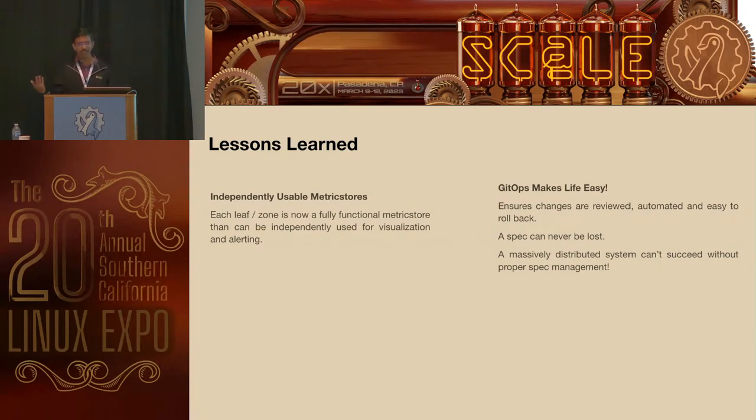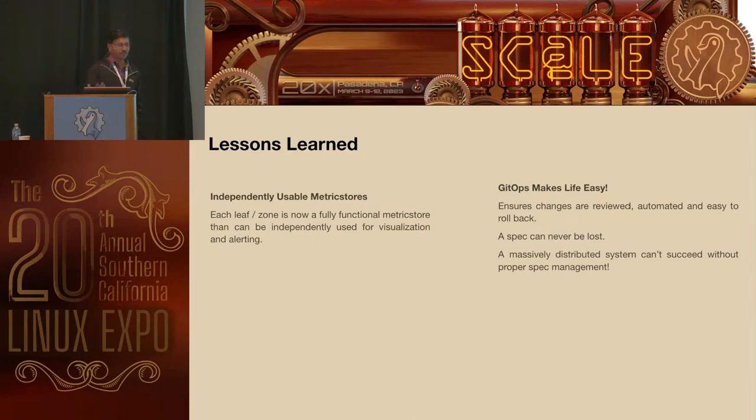While it's very convenient to have your own YAML specs, do kubectl apply and whatnot, and the API server can be a record for all your specs, it is still very easy to lose them at times. So having GitOps makes sure that a spec is never lost. GitOps ensures that all your spec changes are reviewed. It's easy to roll back because underneath you're relying just on the awesomeness of Git.